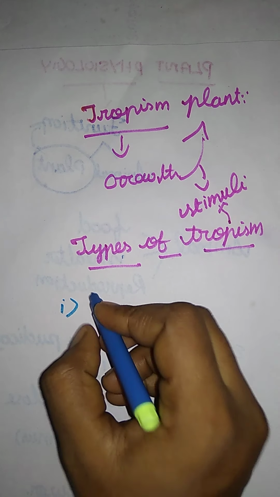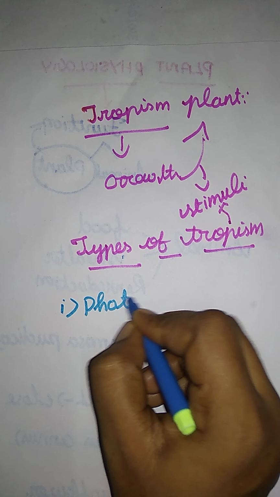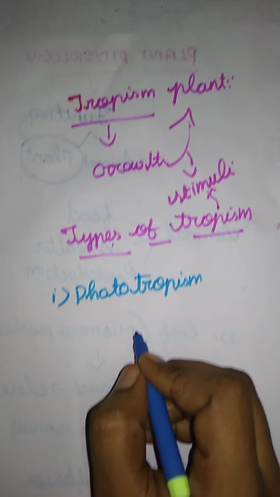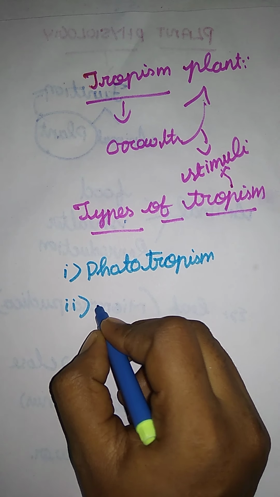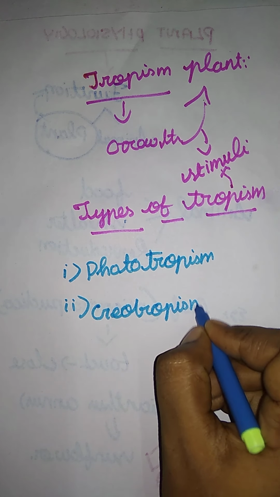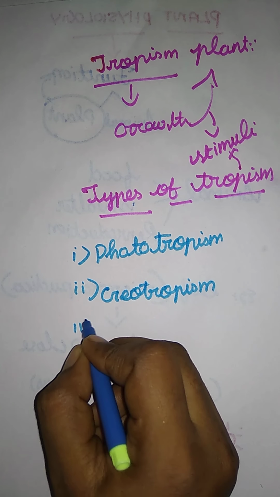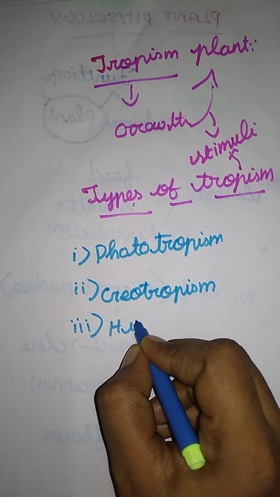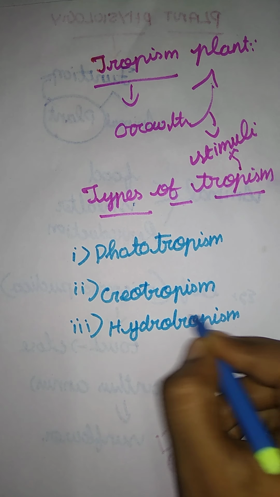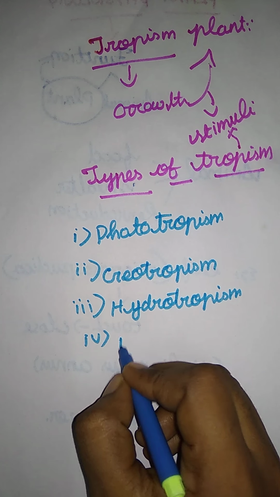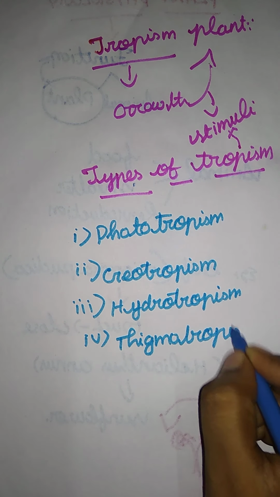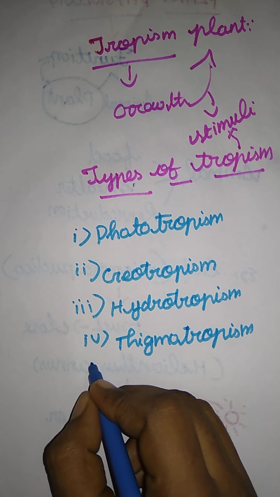First one, we have phototropism. What is the first one? Phototropism. And the next one, we have geotropism. And the third one, we have hydrotropism. And the fourth one, we have thigmotropism. And the last one, we have chemotropism.